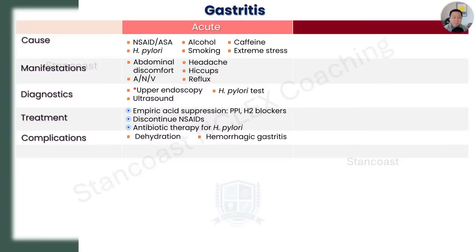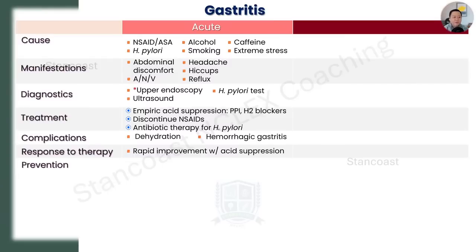serious conditions. Now, in response to the therapy, the acute gastritis often will show rapid improvement with acid suppression and also the removal or discontinuation of the NSAIDs or alcohol. And most patients here will experience relief of their symptoms quickly once the causative factors are addressed.